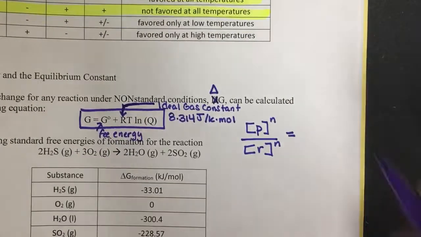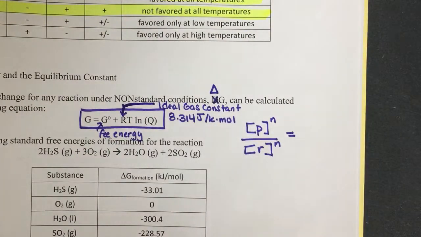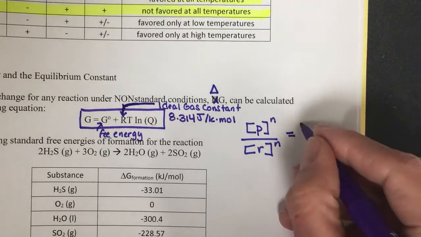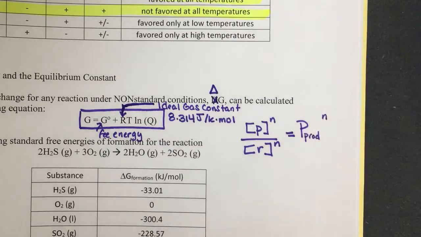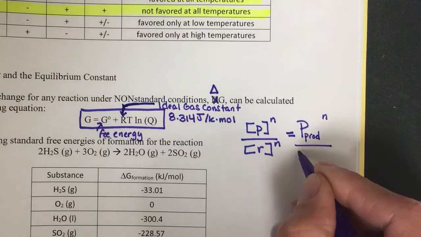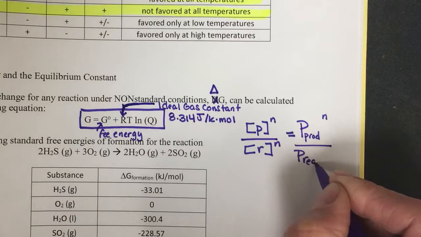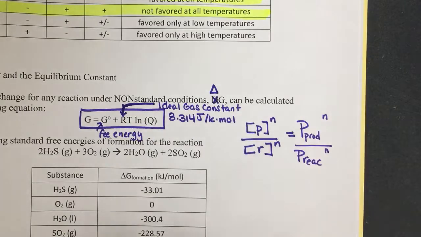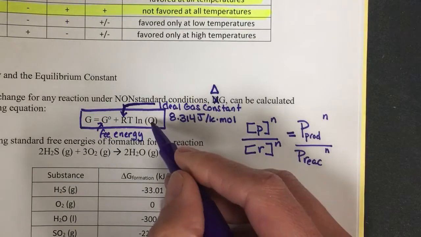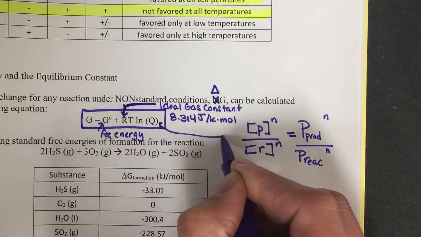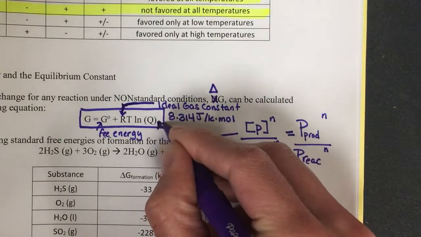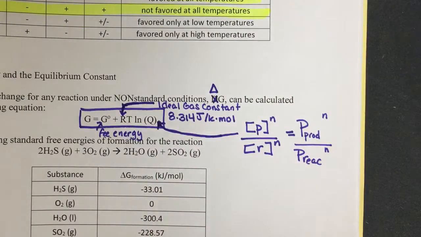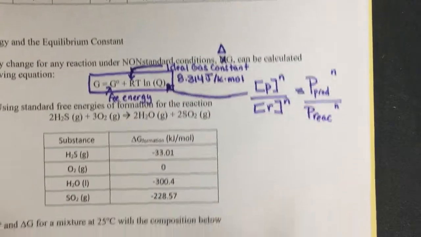So instead of using the concentration raised to the coefficient, what I can do is I can take the pressure of my products and raise it to the coefficient over the pressure of my reactants and raise it to the coefficients. So the Q is just like KEQ, but I'm not necessarily at equilibrium, okay? So here's my example.